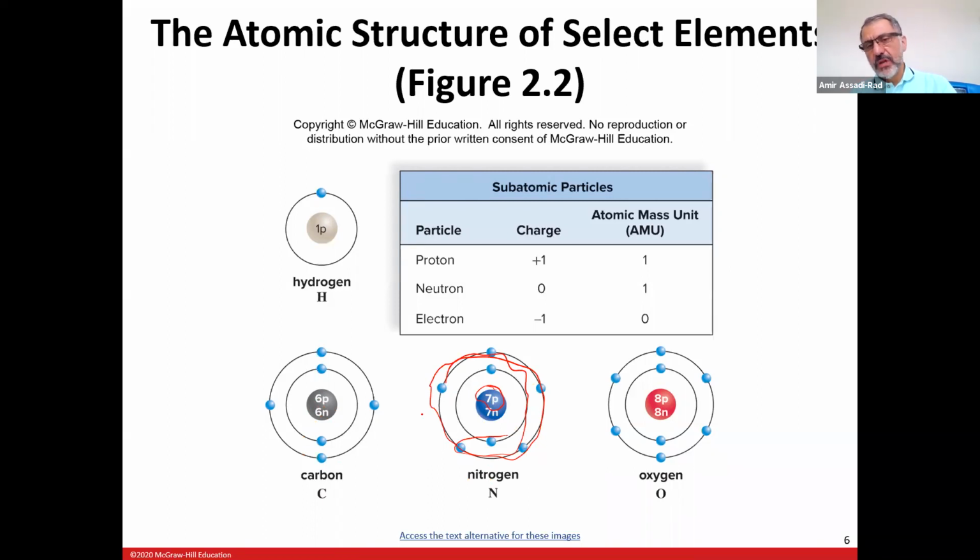Oxygen is 8. Do not memorize these numbers. When you take a chemistry class, you possibly have to memorize them, but for our class, you don't have to know that carbon has 6 electrons or 6 neutrons.